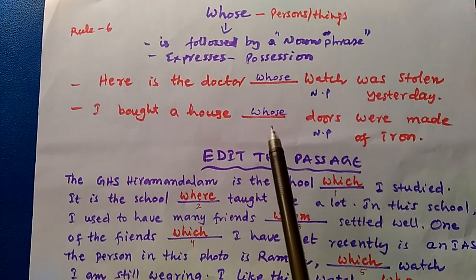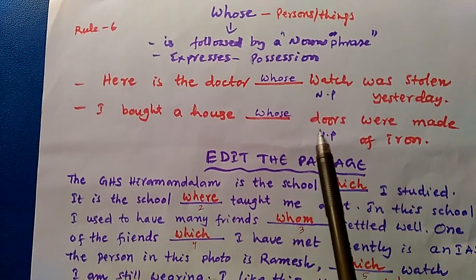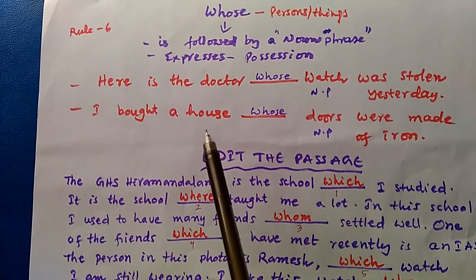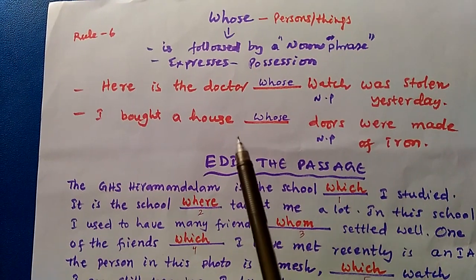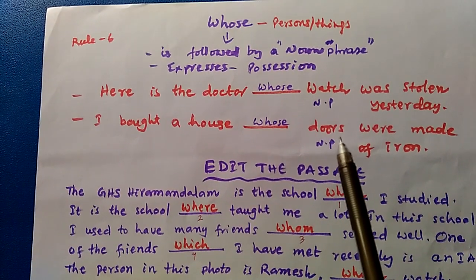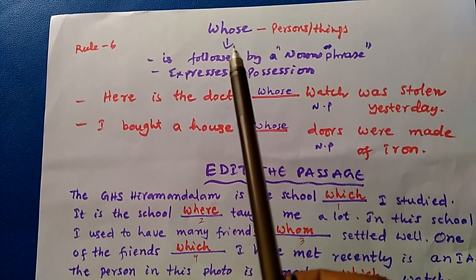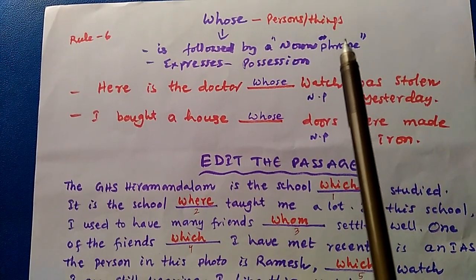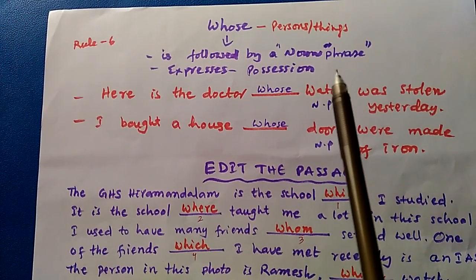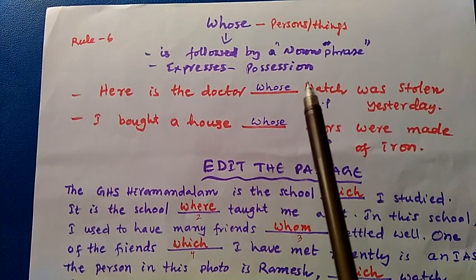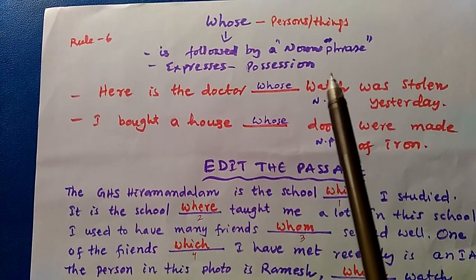Here also the blank is followed by a noun phrase. Here the doors are related to the house. Here there is a meaning of possession. So whose is used for persons and things, but it should be followed by a noun phrase and it should give the meaning of possession.